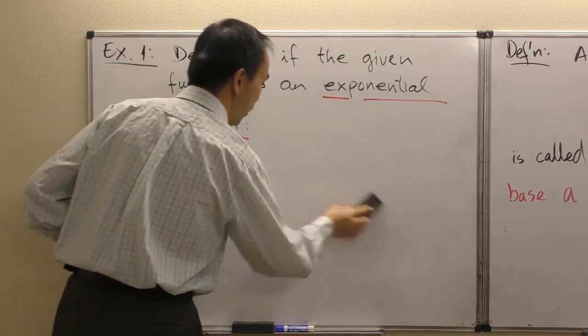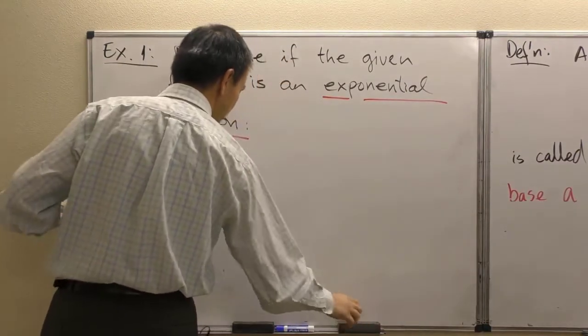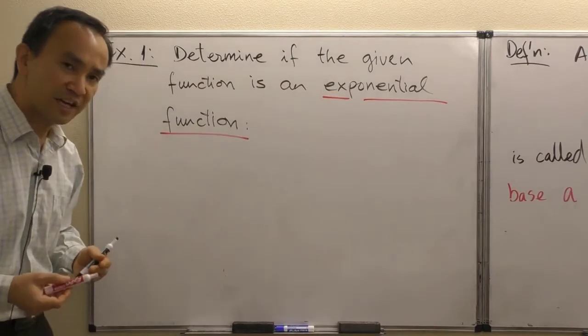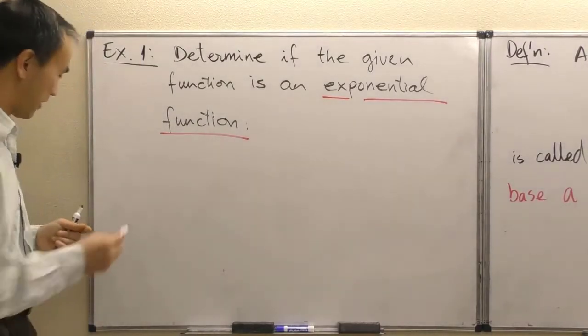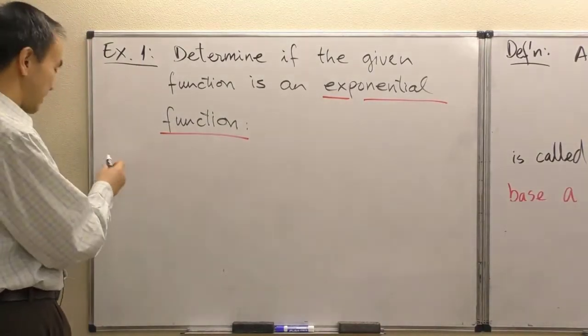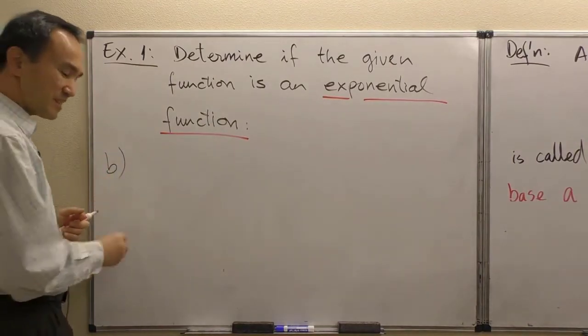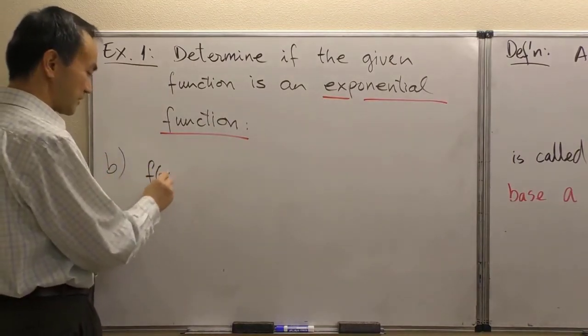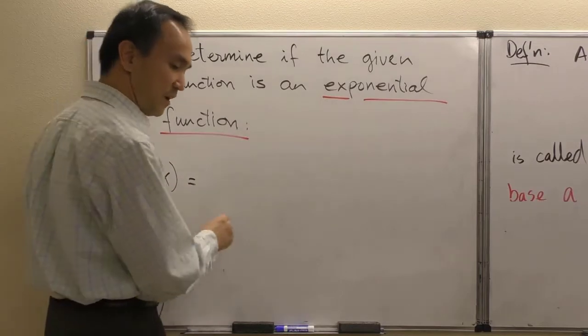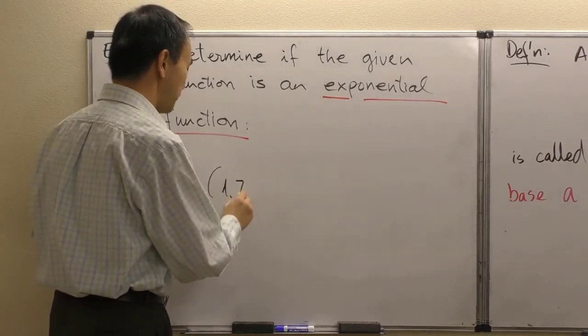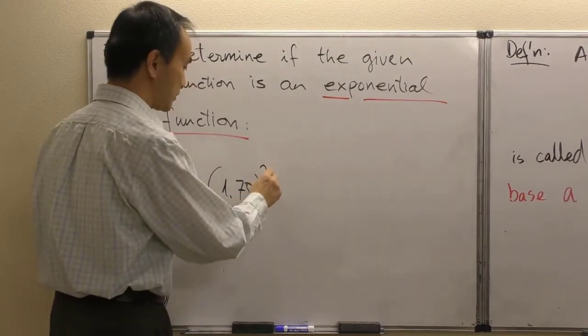So in example 1, we're still learning our way to determine if a given function is an exponential function. So let's look at part B right here. Let's look at the following: a function f of x defined as a constant 1.5 raised to an x.